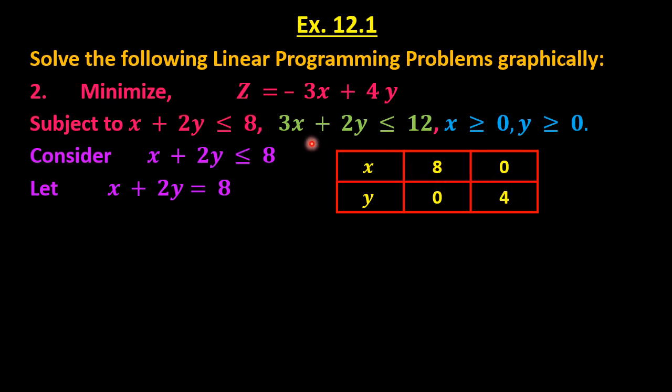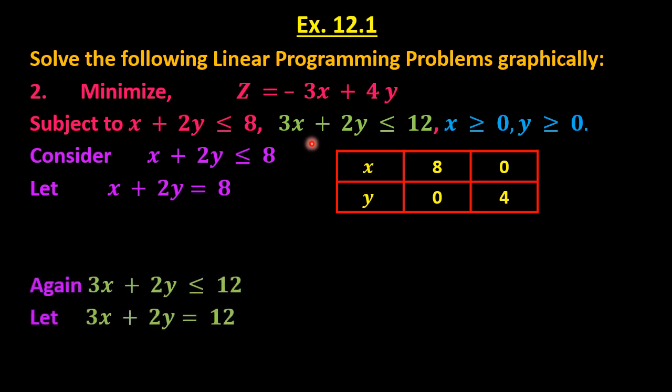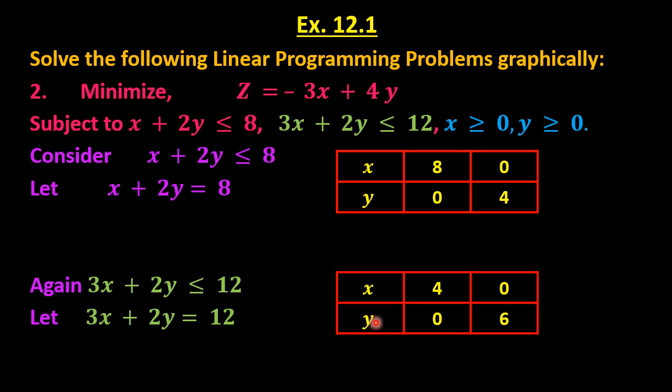Now similarly, we find the 2 points for the second inequality, which is 3x plus 2y less than or equal to 12. The 2 points are: when y equals 0, x equals 12 by 3, which is 4. So the first point is 4, 0. And if I put x equals 0, then y will be 12 by 2, which is 6. So the second point is 0, 6.